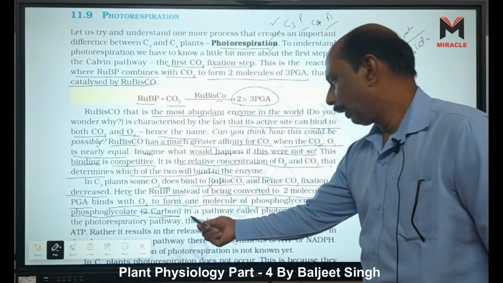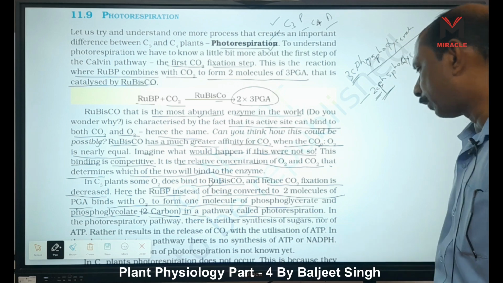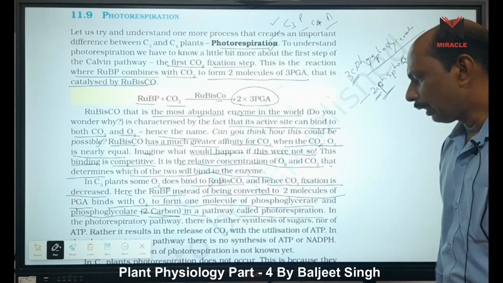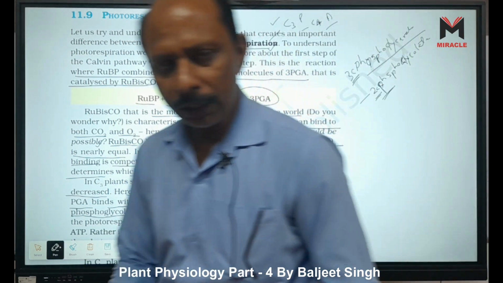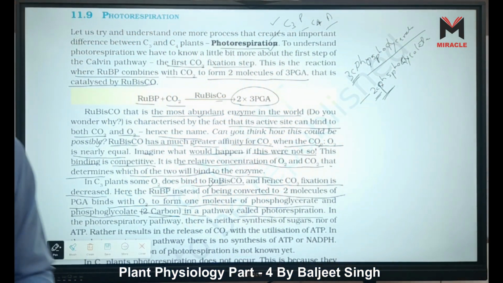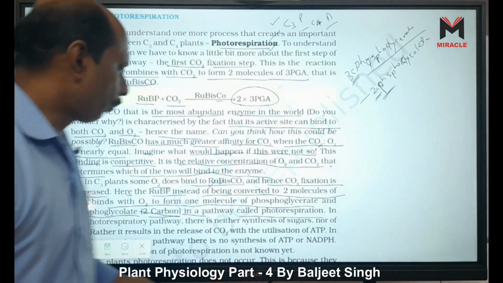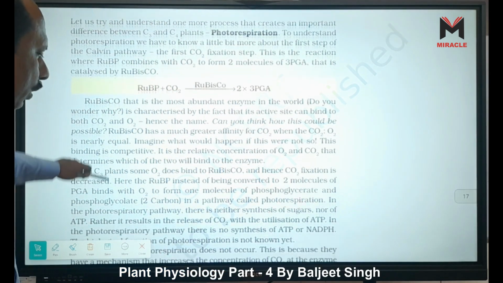This is the pathway called photorespiration. In the photorespiratory pathway, there is neither synthesis of sugar, no sugar is formed, and no NADPH or ATP is formed. But here what happens? Once CO2 is released, that means we have a loss of one CO2, right?